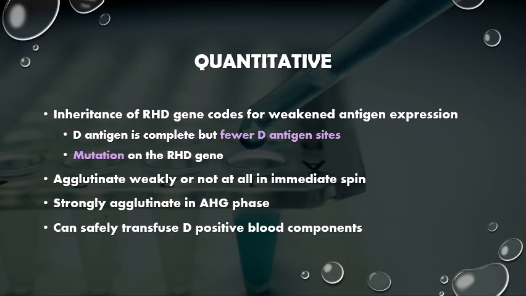The RBCs agglutinate weakly or not at all in immediate spin phase, but strongly agglutinate in AHG phase. This phenotype rarely produces anti-D since RHD antigens are still present but fewer in number, so we can safely transfuse D positive blood components.